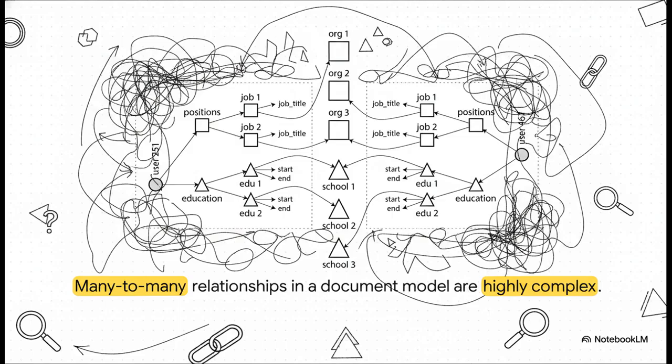Some developers will try to denormalize the data by duplicating the organization name inside every user's document, but that introduces a huge risk. If that organization changes its name, you now have to hunt down and update thousands of individual documents. If even one write fails, your data is out of sync.